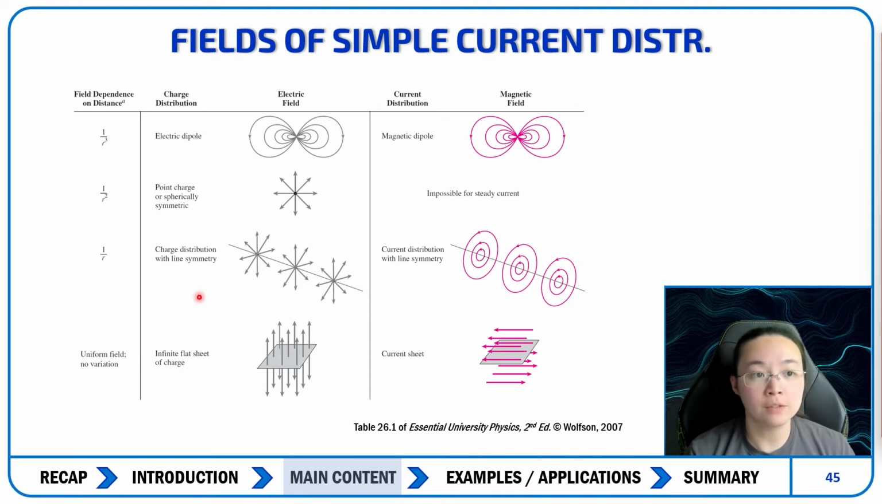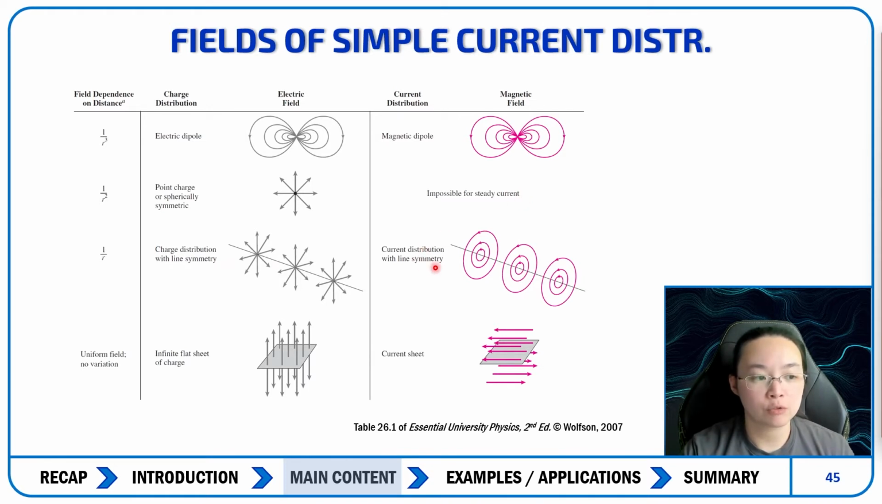So here are some fields of simple current distributions. We have the electric dipole and we have the magnetic dipole. So basically with a magnetic field, you would have something like this. For a point charge, it's impossible for a steady current.